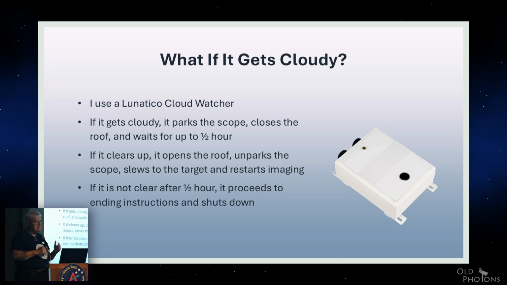If there are clouds in the sky, then the heat from Earth gets trapped and the sky temperature is considerably warmer. Sometimes you have to tweak the adjustments in them for your particular area, but they're easy to set up. The way I've set mine up is if it gets cloudy, I close the roof and I monitor for half an hour. If it clears up within the half hour, the roof opens back up and I resume imaging.